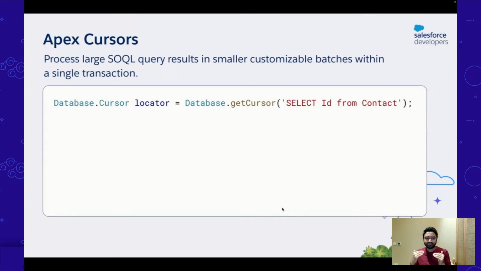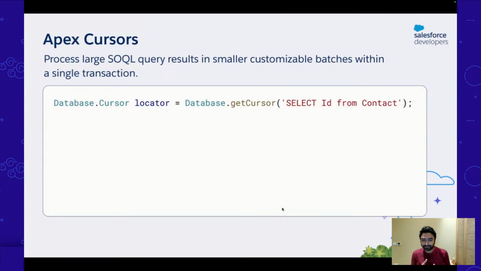But let's take Apex cursors as an example here. How does the syntax look? We are going to be using a new method called Database.getCursor. So instead of writing Database.getQueryLocator or Database.query, we are going to be using Database.getCursor, and you're going to specify whatever query it is that you want.